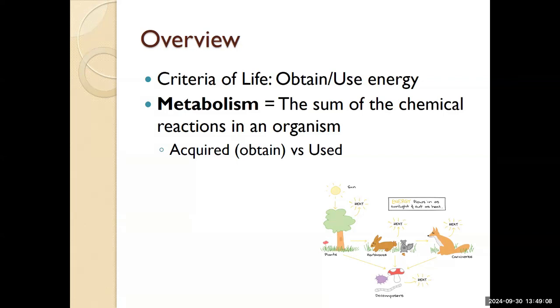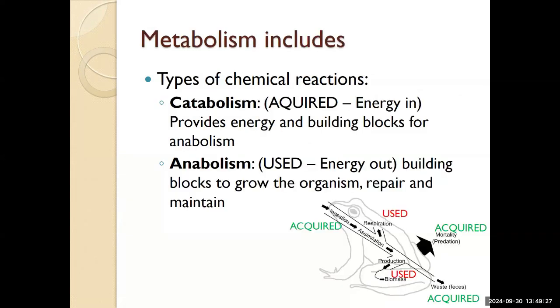Remember that one of our criteria of a living thing is that the organism or cell be able to use and obtain energy to keep going. If metabolism is the sum of the parts, metabolism can be broken down to describe catabolism and anabolism, the energy that's being acquired coming into the system versus the energy that's being utilized or being expended.